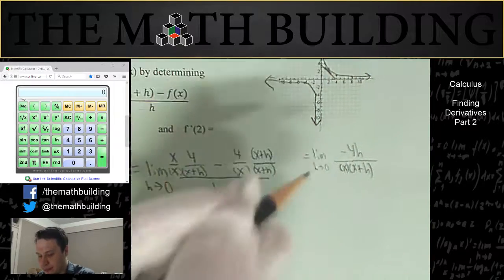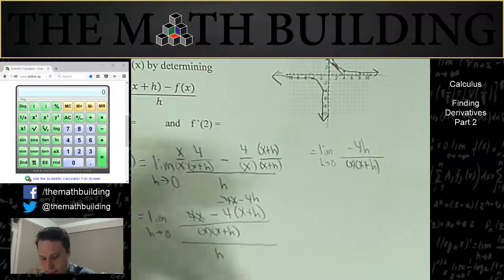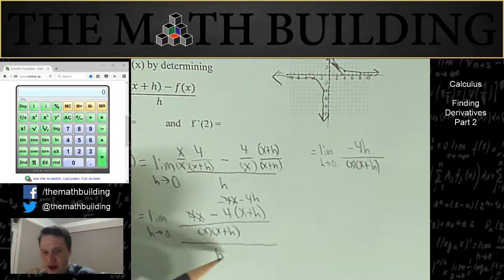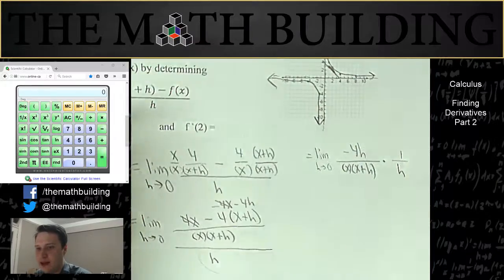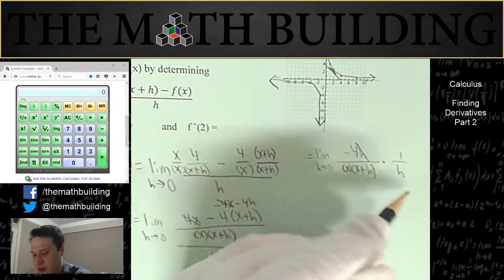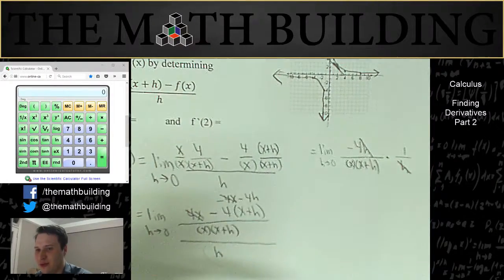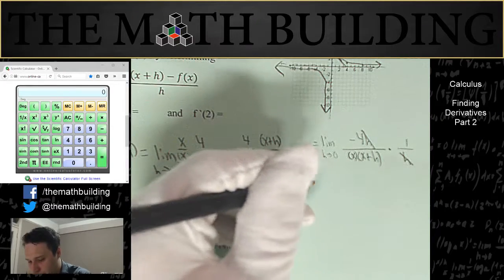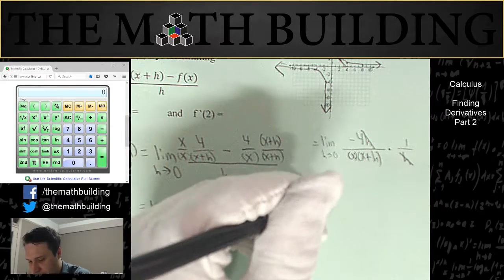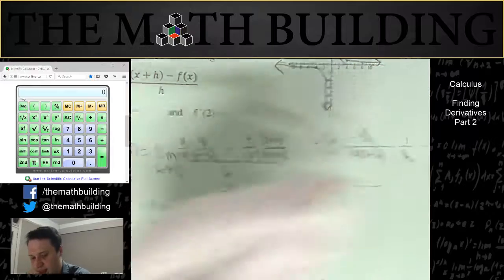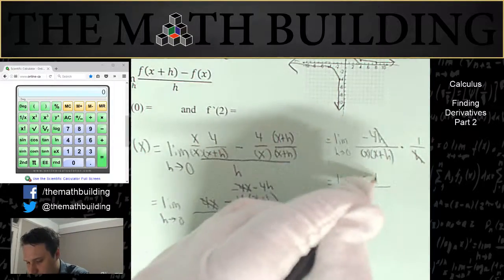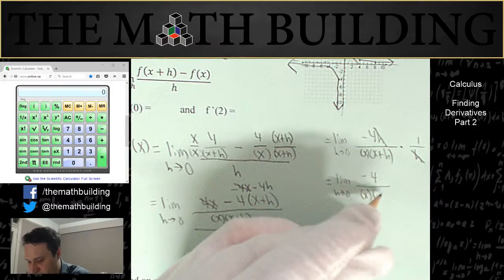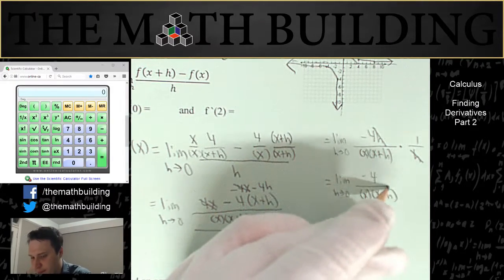And remember, instead of dividing by h, I'm just going to multiply this by 1 over h. Because then it's a lot easier to see that this h cancels with this h. Do you agree with that? So the limit as h approaches 0, now that we got that h out of the denominator, I think we're about ready to evaluate the limit. So here's what we got.